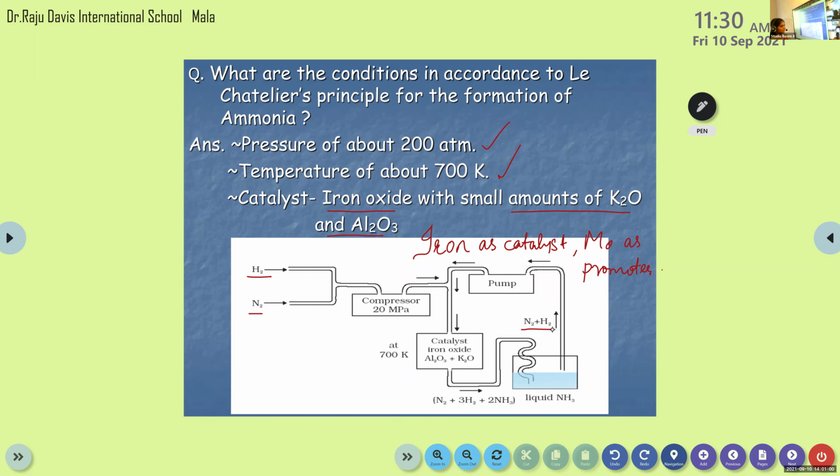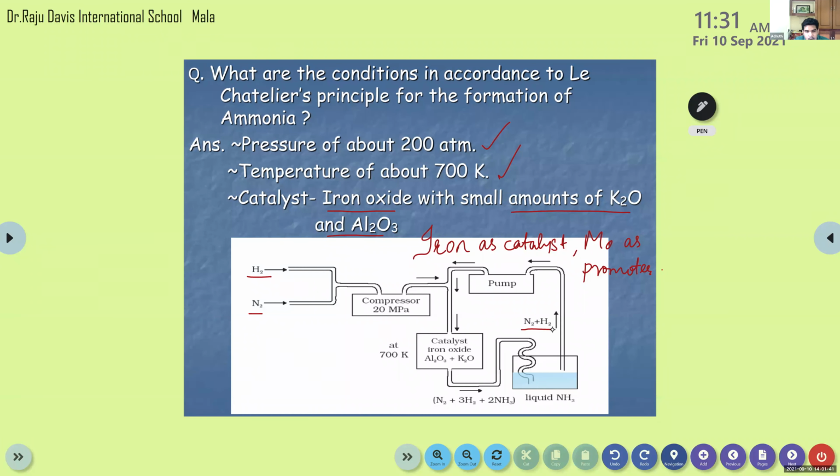Clear? This nitrogen and hydrogen gases will pass through the compressor. A high pressure of about 200 atm is applied. Then it will be passed through the container containing catalyst iron oxide with aluminium oxide and K2O at 700 Kelvin. This nitrogen and hydrogen react together to form ammonia, that's in the liquid form. That is, liquid ammonia will be obtained. And a small amount of hydrogen and nitrogen will be dissociated from this ammonia. It will go back into this process using a certain pump. So that's the process of production of ammonia, Haber's process.